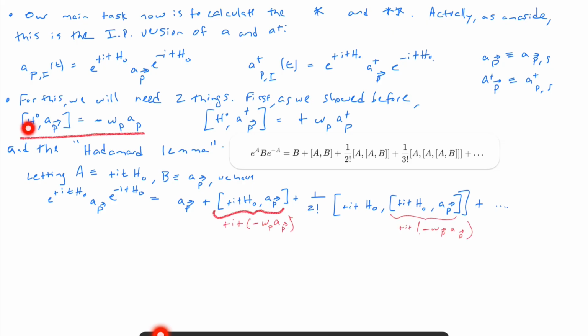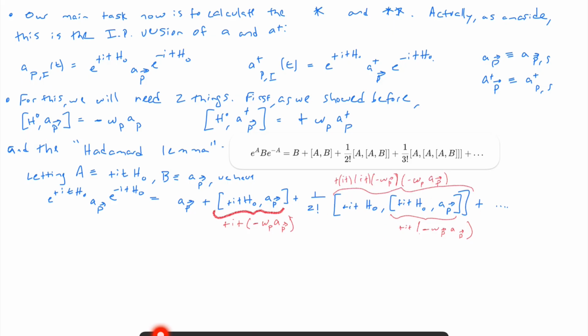Now, here we use this formula over here. Remember, if you have the commutator of an operator and just some number, you can pull the number out front of the commutator, so that plus it. So then I just have the commutator of H naught with A sub P, and we know that formula here that we've proven and used a lot before. This gives us minus omega P A sub P. Same thing over here. We could pull out the plus it and get the minus omega P A sub P. And then we have the commutator of this with this, and again, the plus it and the plus it and the minus omega P can get pulled out of that whole thing.